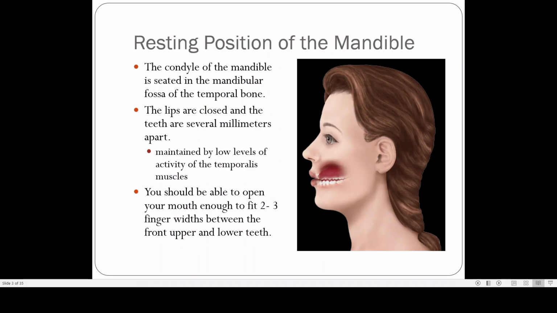I'll let you take a minute and see if you can do that. And just know that everyone's sitting at home doing it together. However, sometimes people have an abnormal position and or an abnormal size of their mouth, which prevents them from being able to do that. But this is the ideal.